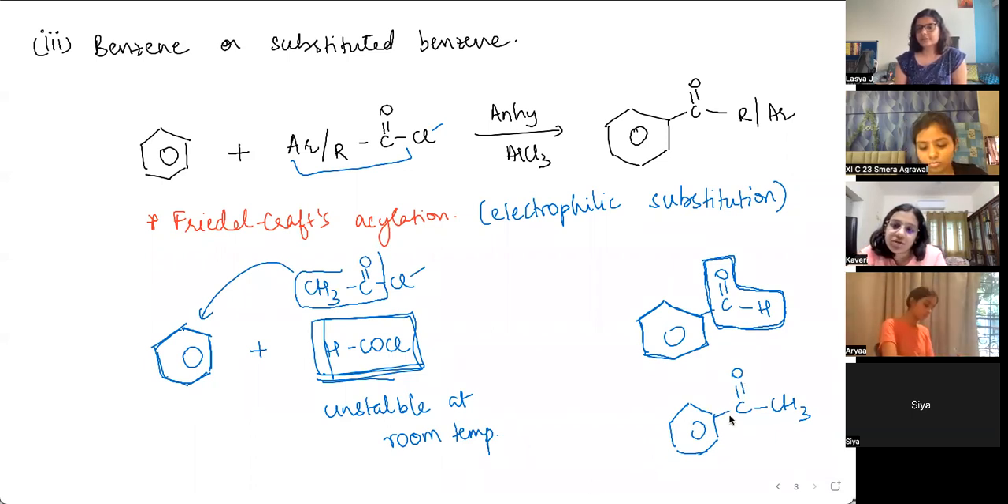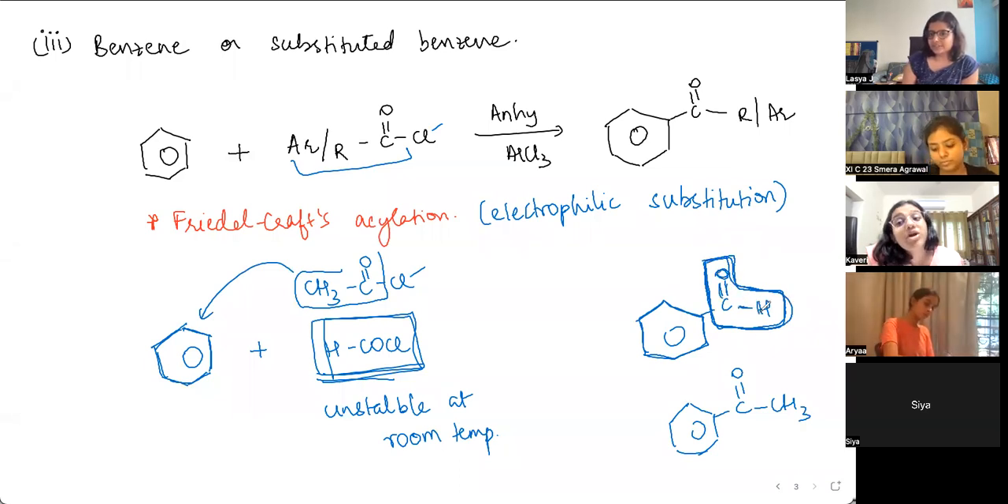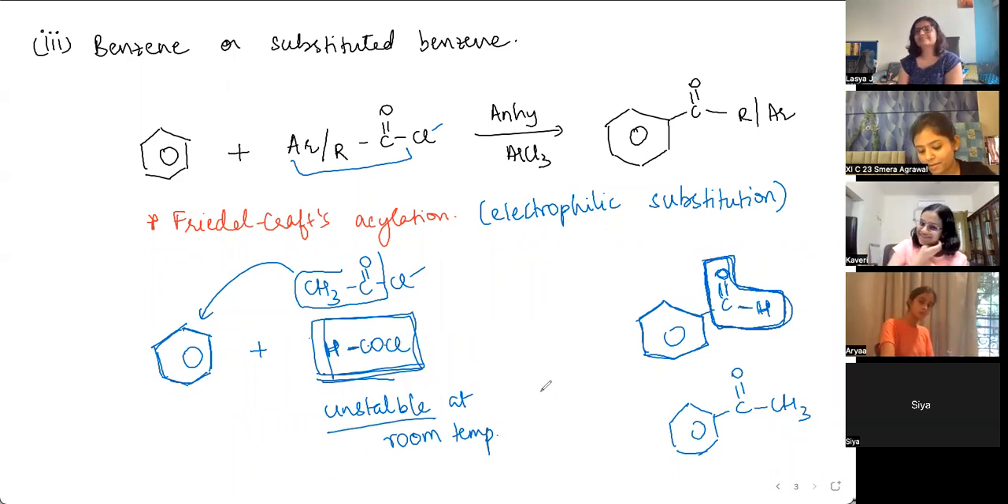Okay. So then how is this related to what you asked about? What I asked is, can we prepare benzaldehyde by this method, or why can't we prepare benzaldehyde by this method? So if I want to substitute C double bond O H, this is the reagent we need to take, HCOCl. But this is unstable at room temperature, so we just don't use it.